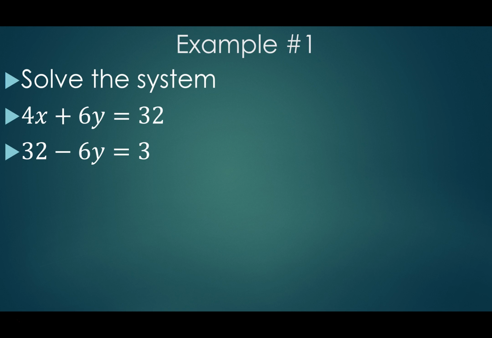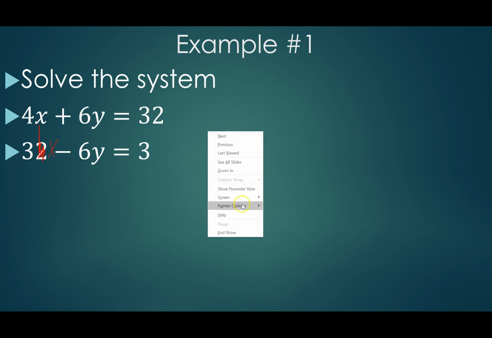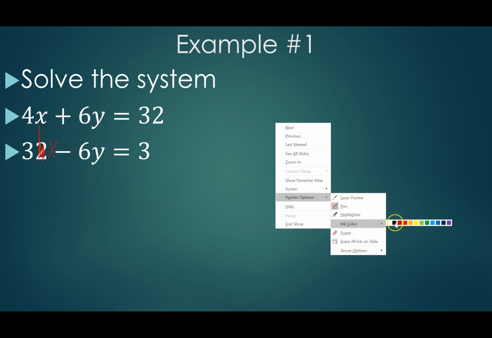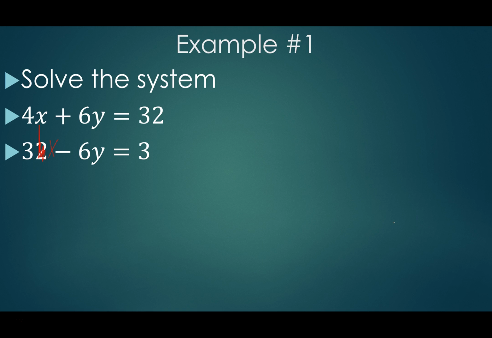So for this equation right here, that should be a 3x, not 32. My apologies. So we have 4x plus 6y equals 32, and then we have 3x minus 6y equals positive 3. If we know what's in front of the y is the same number with opposite signs, this means we just simply add the equations together. 4x plus 3x is 7x. 32 plus 3 is 35. So when we divide by 7, x is just simply 5.